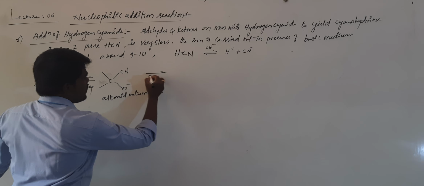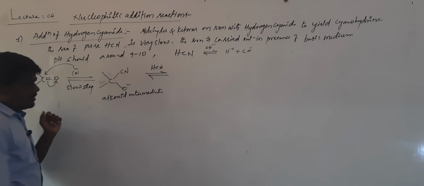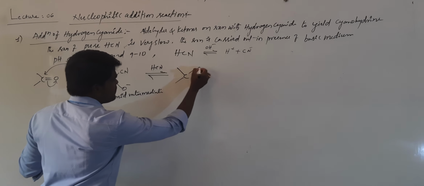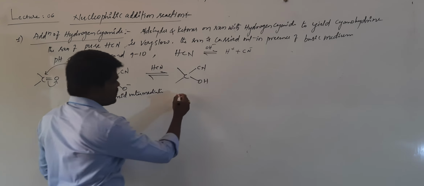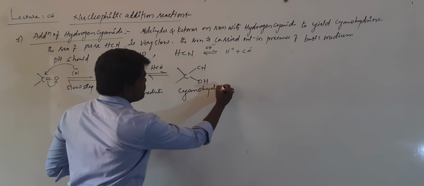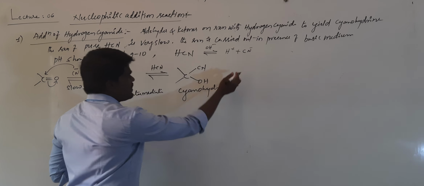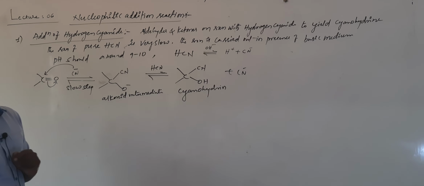Now in the next step, this will react with one more hydrogen cyanide, which will abstract a proton. With the abstraction of the proton, it will be converted into the hydroxy compound. This is the addition product which is called cyanohydrin, right. Along with it, CN minus will be formed, right.